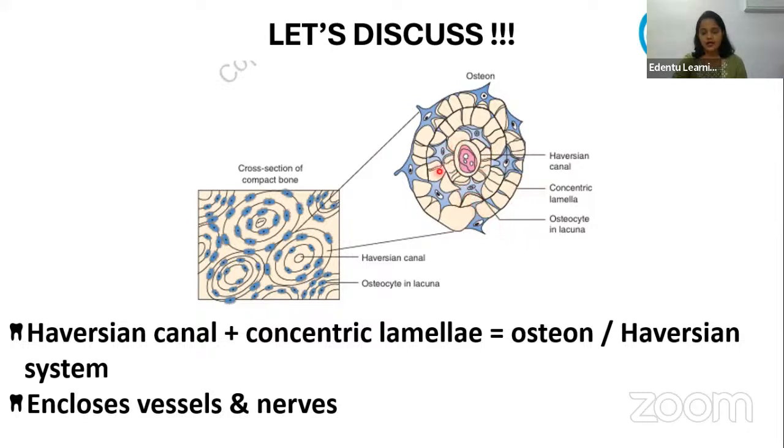So the main function of this osteon is that it encloses the vessels and nerves that are supplying the bone. It mainly encloses the vessels and nerves that are supplying the bone.